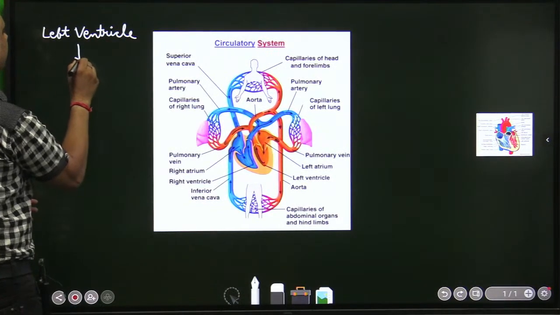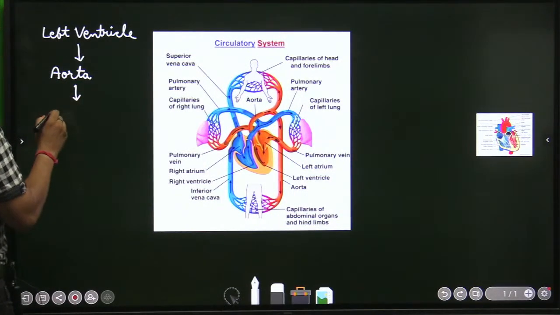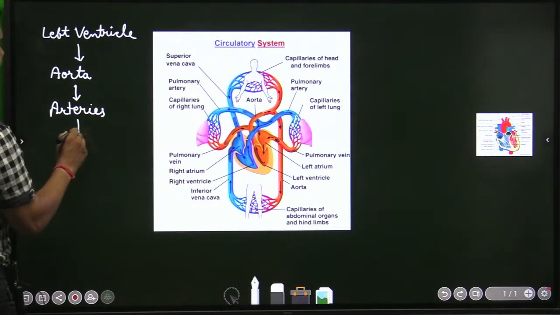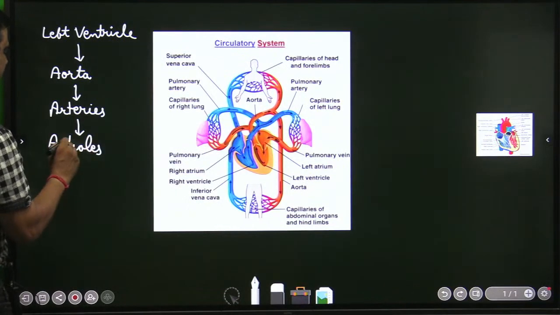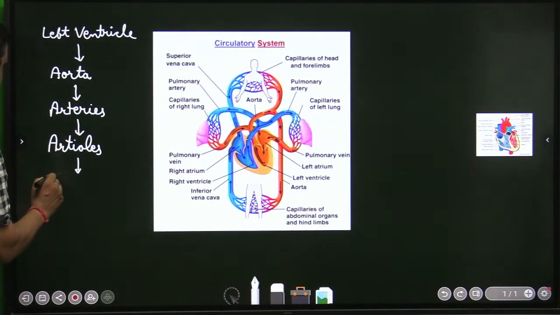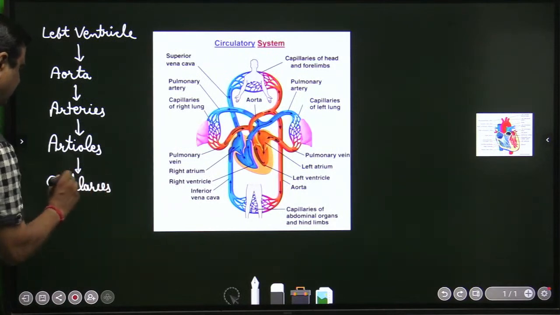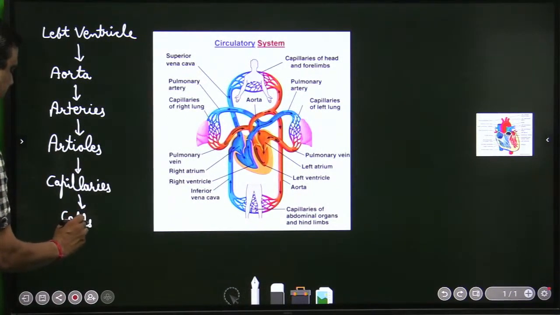From the left ventricle, blood enters into the aorta. The aorta divides into arteries. Arteries are further divided into arterioles, and arterioles are divided into capillaries. These capillaries supply the blood to the cells of the body. Okay.